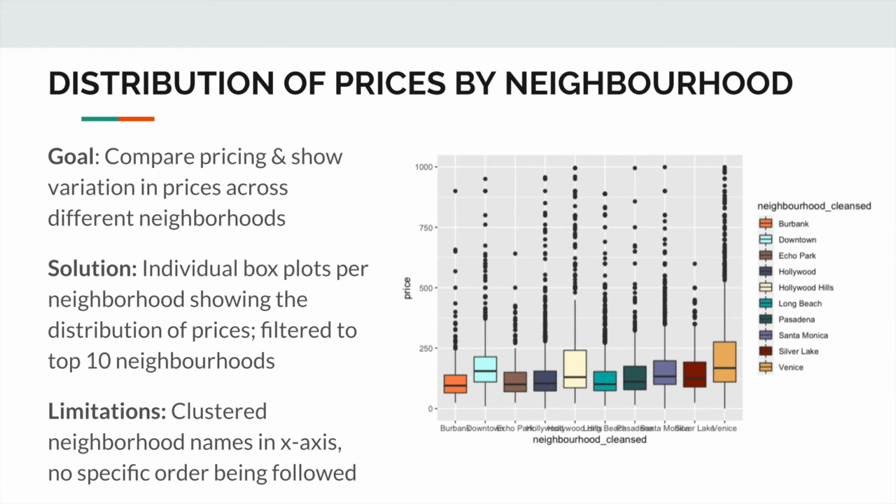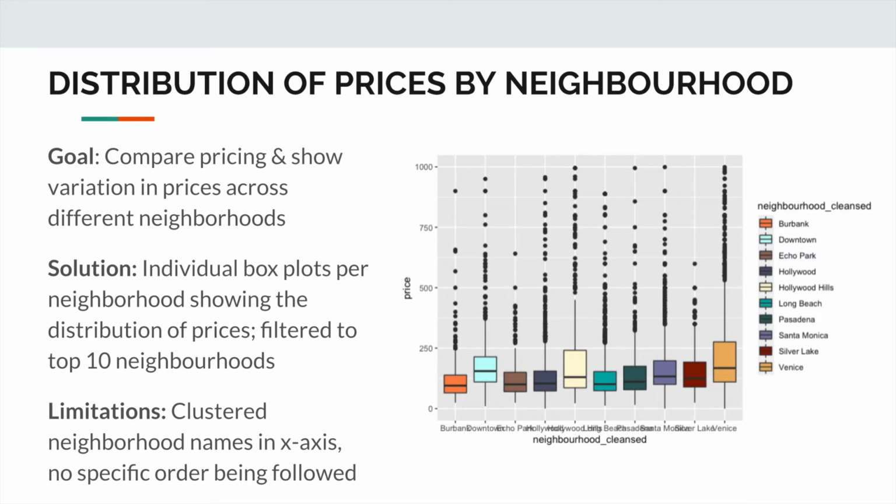Price of a listing is another key focus of our analysis. We decided to examine the distribution of Airbnb listing prices by neighborhood. Our data sources are prices as quantitative attributes and neighborhoods as categories. Our goal here was to understand pricing distribution within neighborhoods and also compare them.